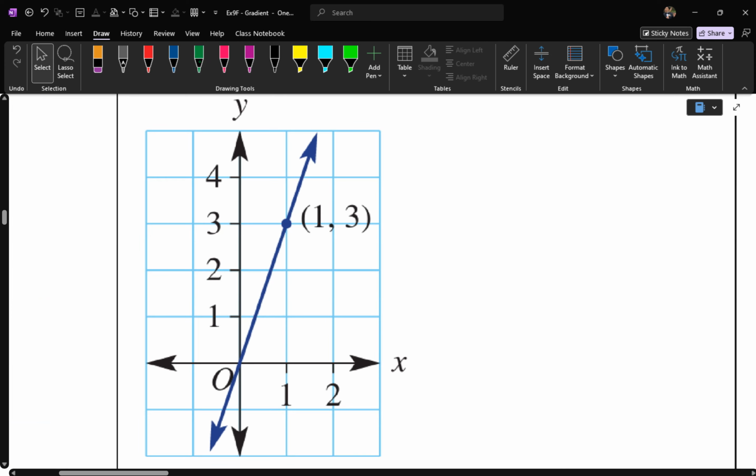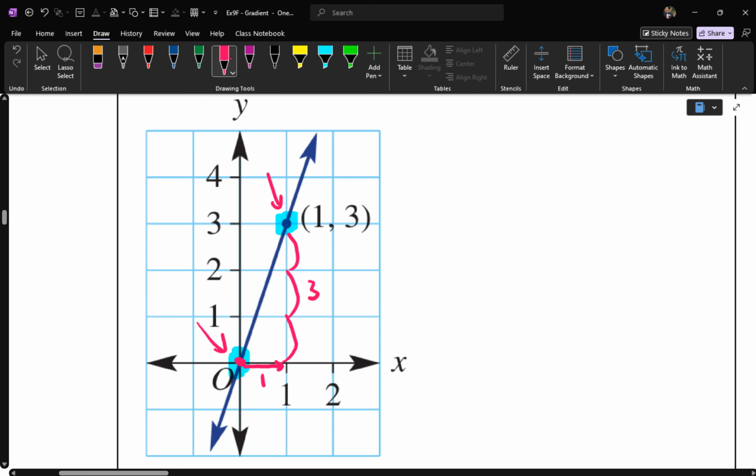Well, to find a gradient, you need 2 points. I can see 1 point here at 1, 3. Where's another point? Right here, 0, 0. I can see it crosses exactly there at 0, 0. If you were to look from this point to get to this point, how far horizontal do I have to go? Well, I had to go across 1. And then I had to go 1, 2, 3, up.